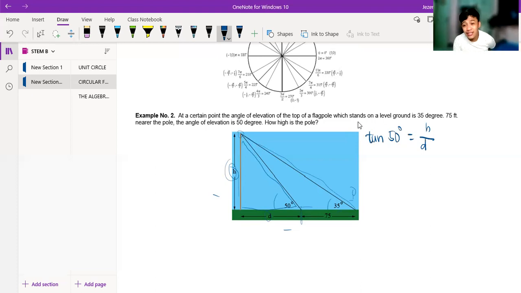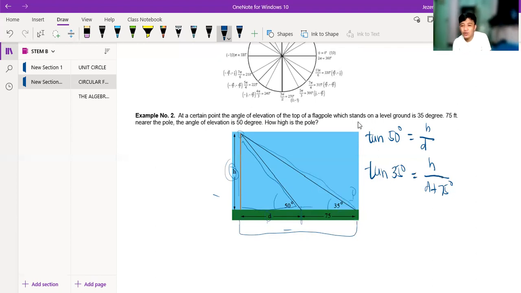Sunod, yung tangent 35 degrees naman. So, yung tangent 35 degrees naman ay opposite niya pa rin is H, yung height natin, over, and then yung ating D at saka yung 75. Kasi itong buong ito, ang kanyang adjacent. So, D plus 75. Okay?